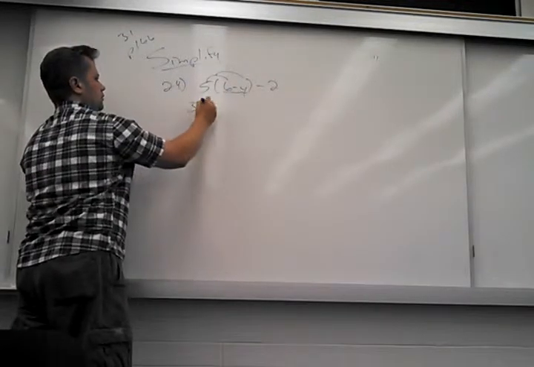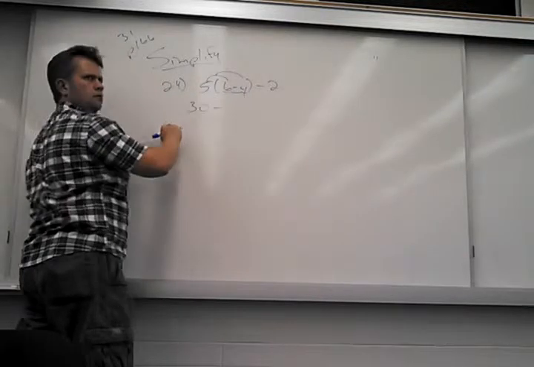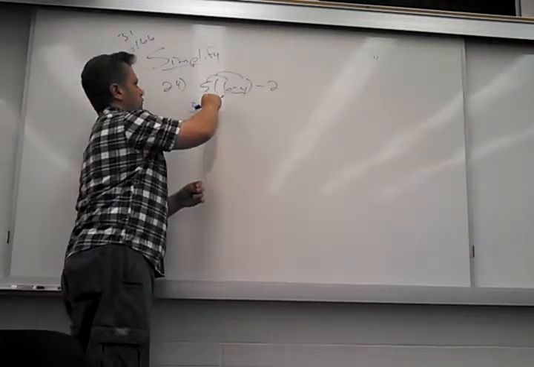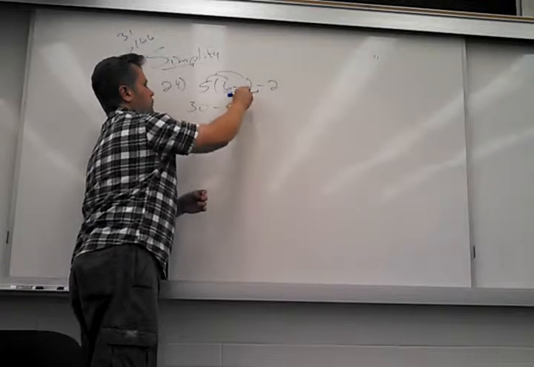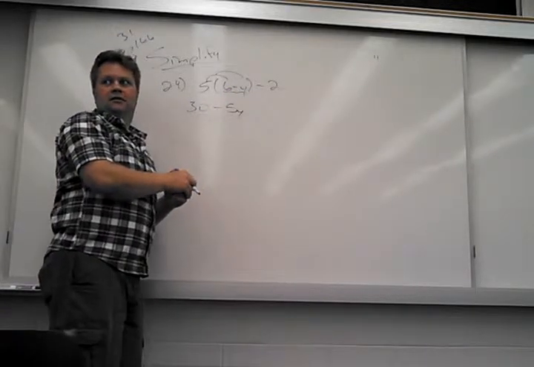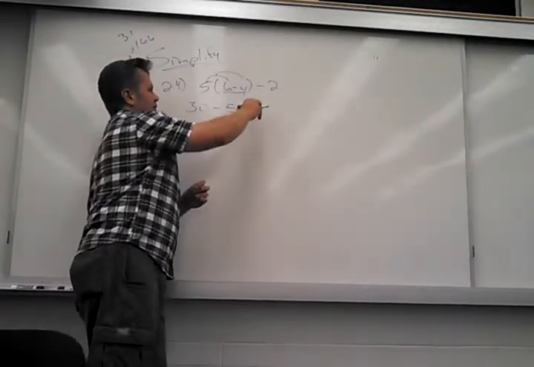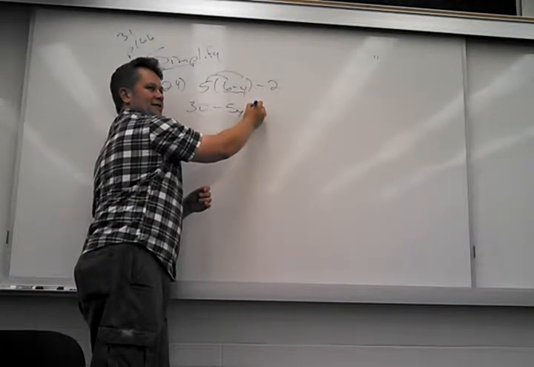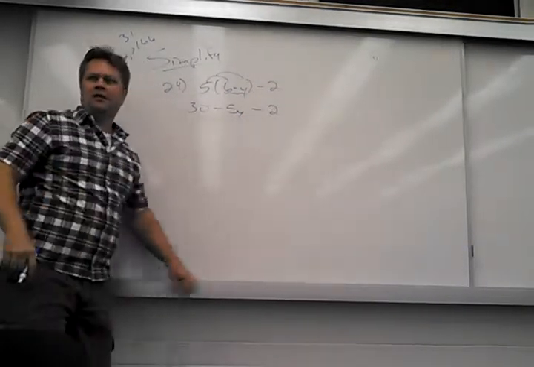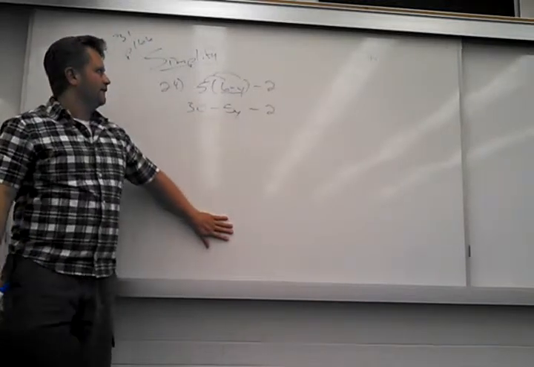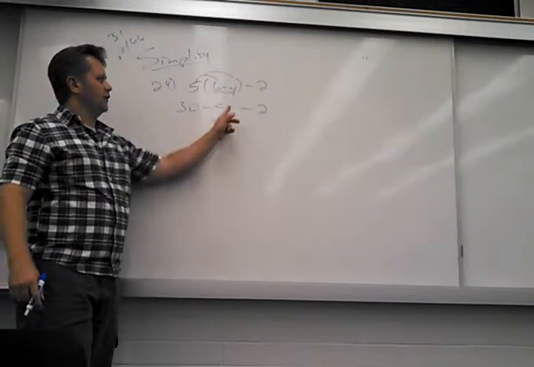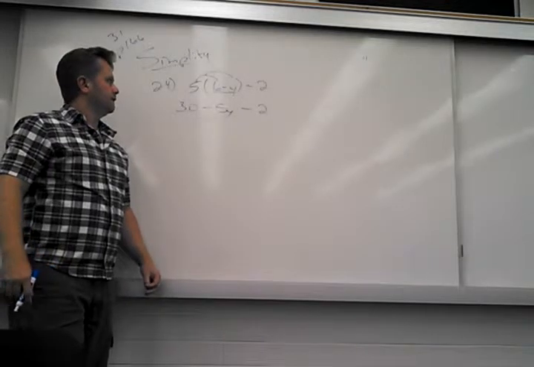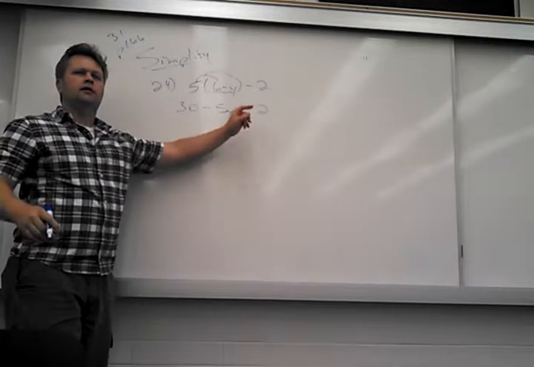30. Minus 5y. 5 times y is 5y. Oh, it's a y. That's a y. For a minute I was like, where is 20 coming from? Yeah, my y's definitely look like 4 centimeters. You guys with me?